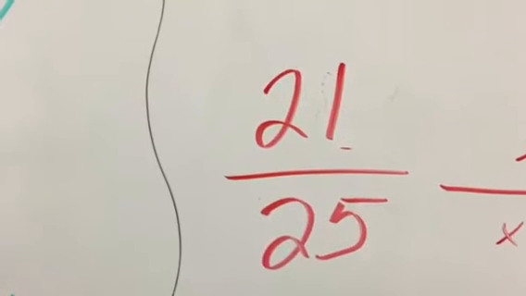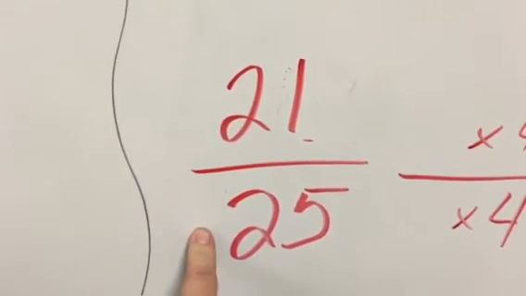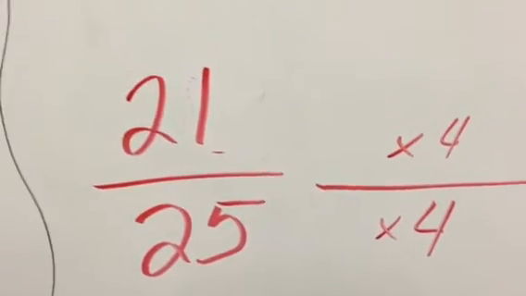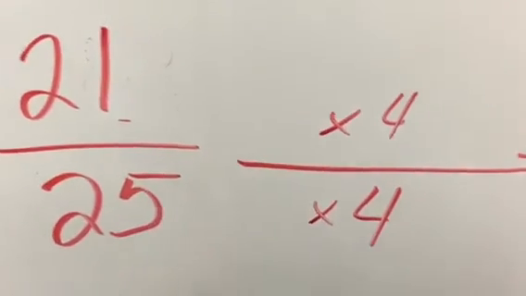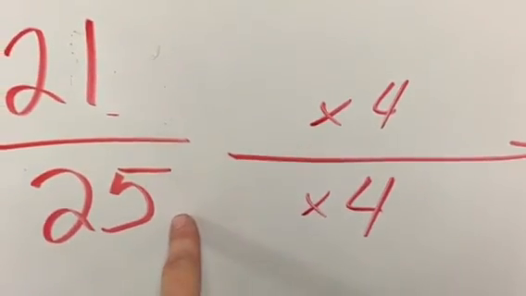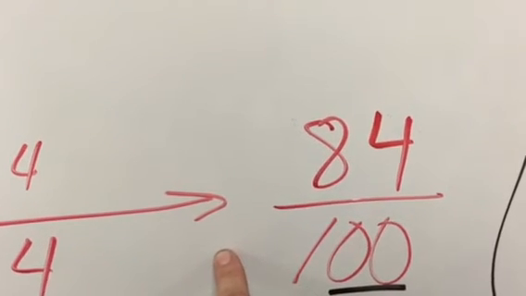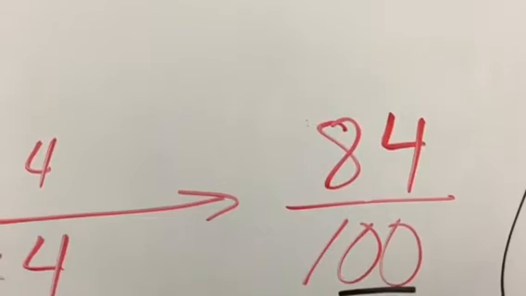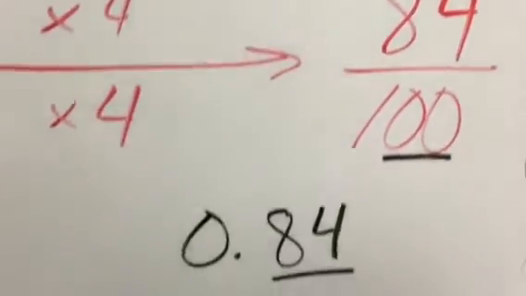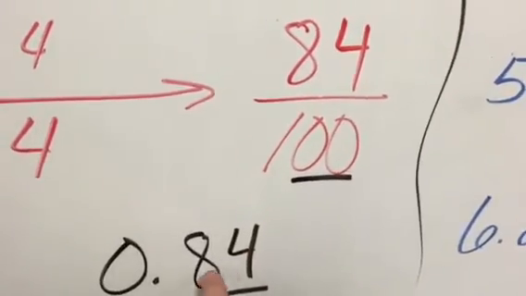Let's look at this next one. We have 21/25. I know to get to 100 for my denominator, I would need to multiply by 4. I can think of this as quarters, and there are 4 quarters in a dollar. So I multiply both my numerator and my denominator by 4, and I get 84 hundredths. What do you think that's going to be as a decimal form? Right, it would be 0.84. I have 2 zeros, so I need 2 digits.